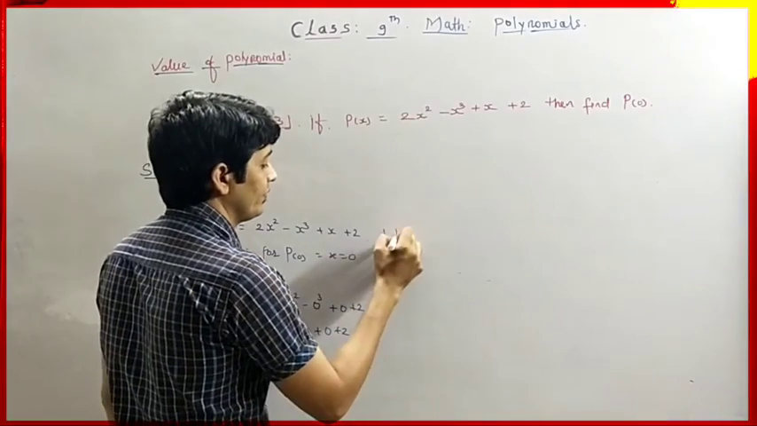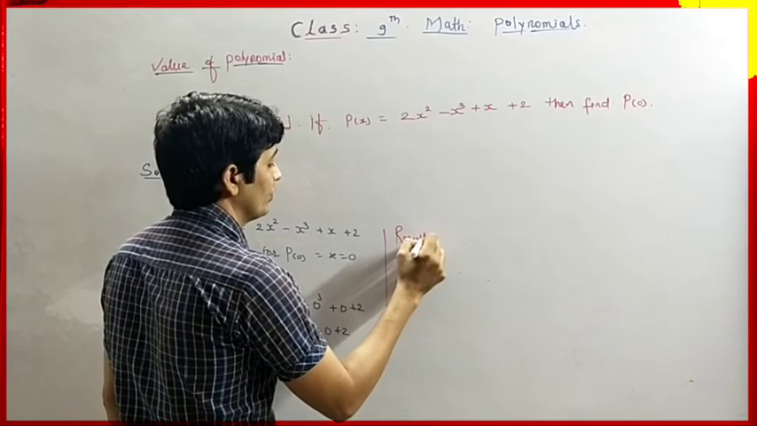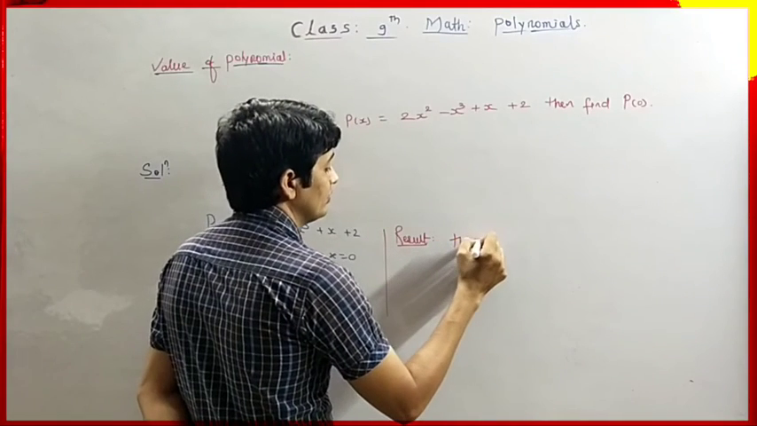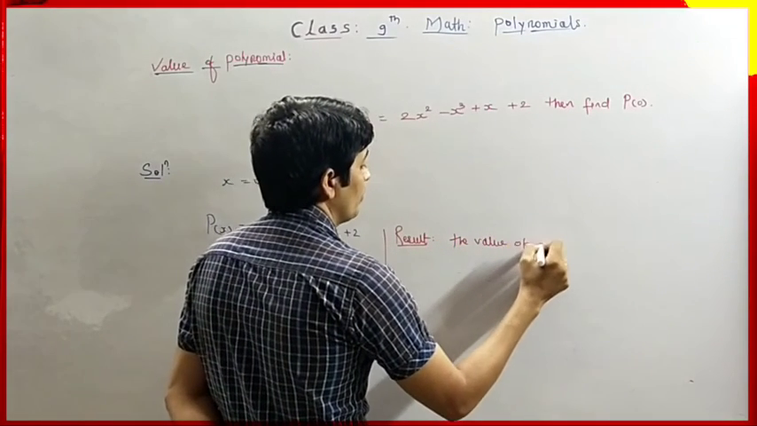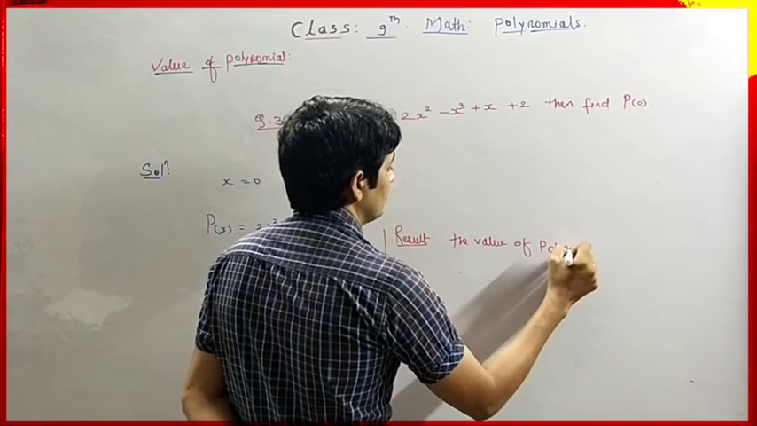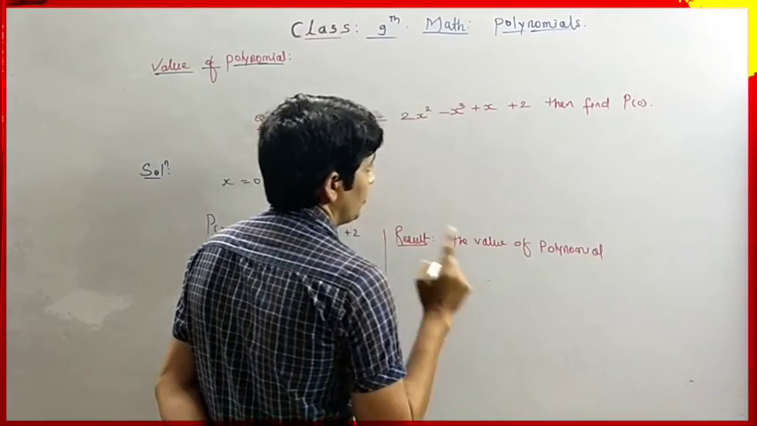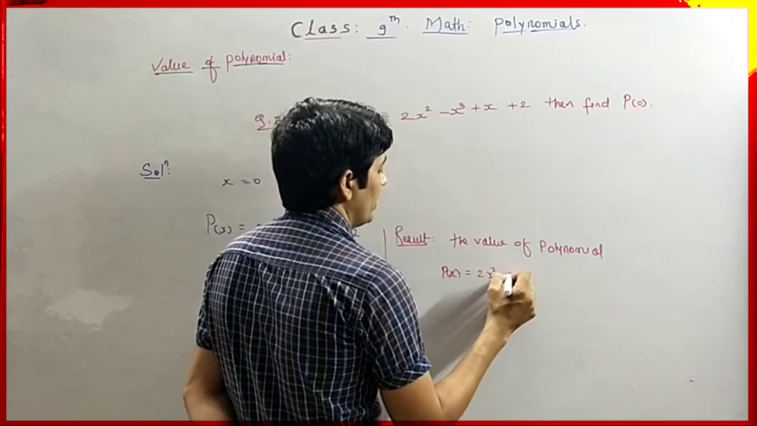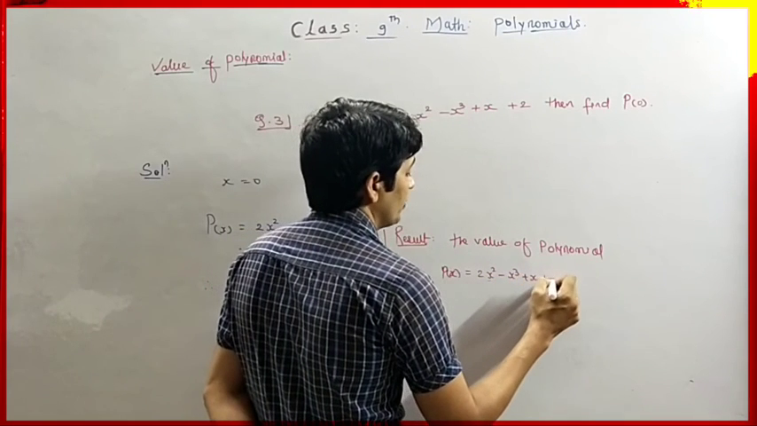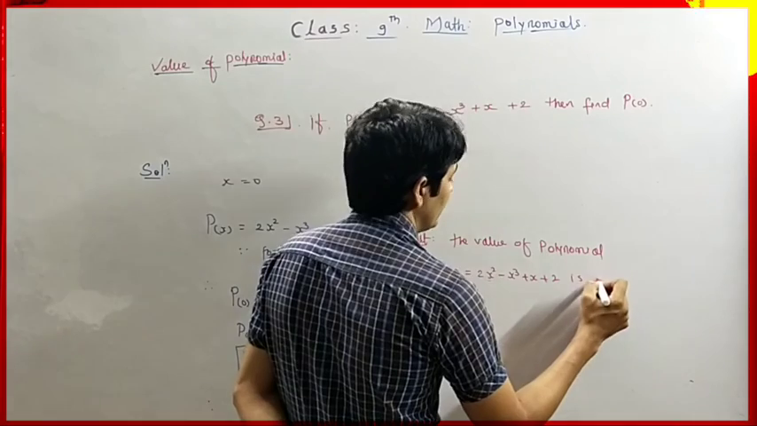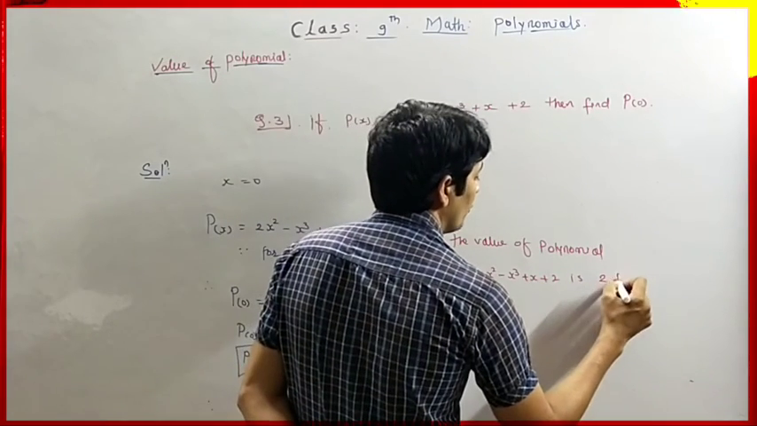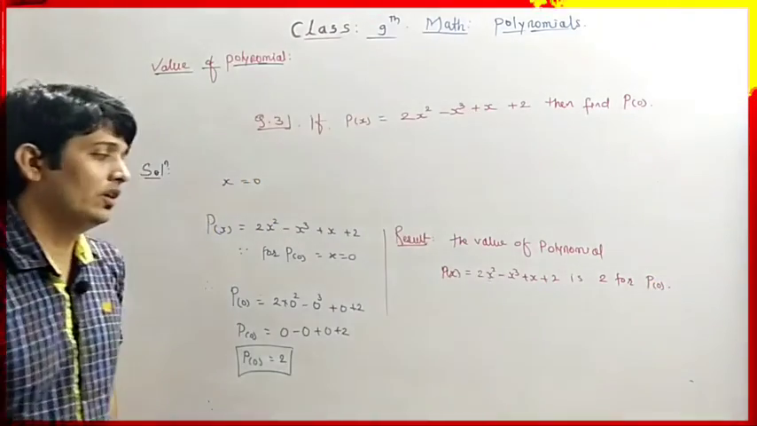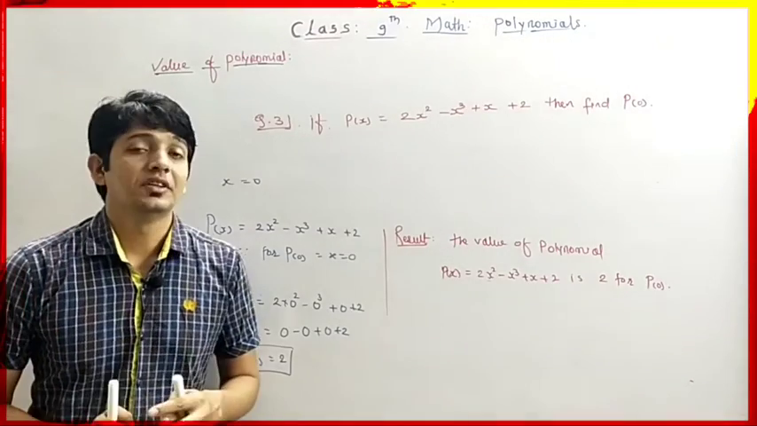Okay, so we have to write the result now. The value of the polynomial p(x) equals to 2x square minus x cube plus x plus 2 is 2 for x equals to 0, or p(0). Therefore we have got the answer for this question also.